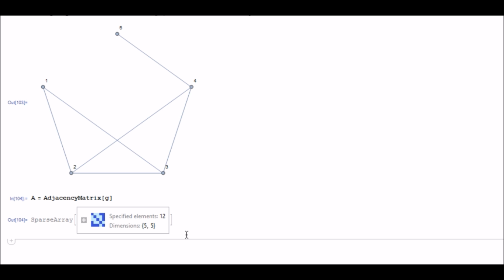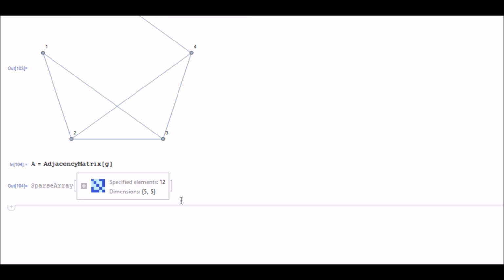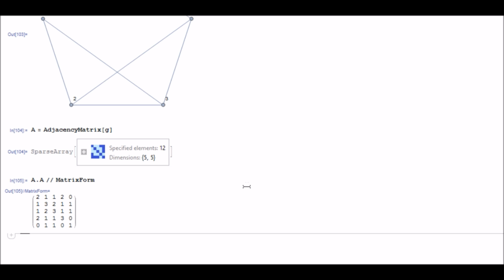And now we can look at computing the powers of a matrix. We can do that a couple of ways. We could look at A times A, so that'll give us A squared. If I put that into matrix form, that's the matrix that we saw previously.